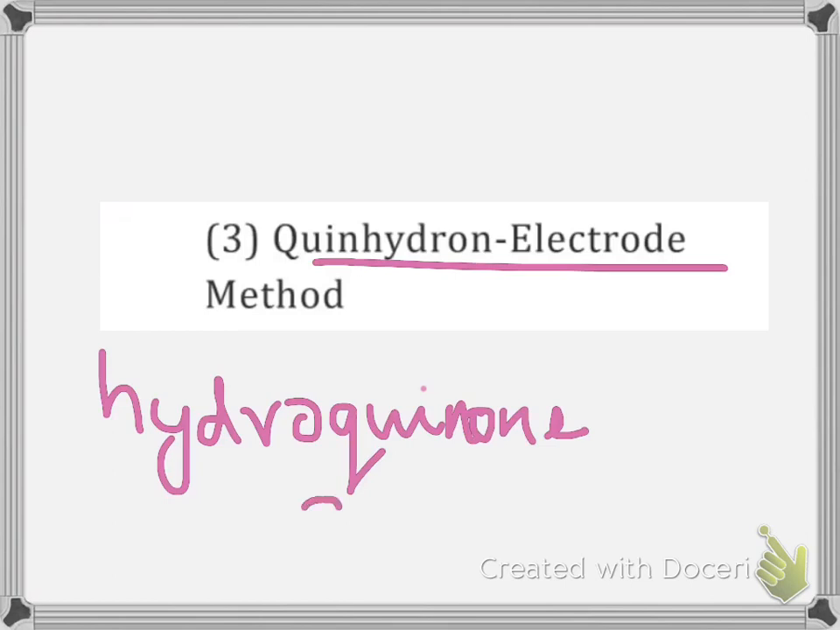Hydroquinone and quinone. When quinhydron is added to a solution, it separates into hydroquinone and quinone, because the solubility of quinone depends on the pH value of the solution. And the pH can be determined from the voltage between the platinum electrode and the reference electrode.